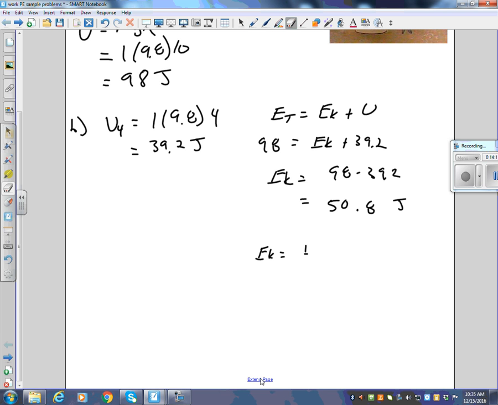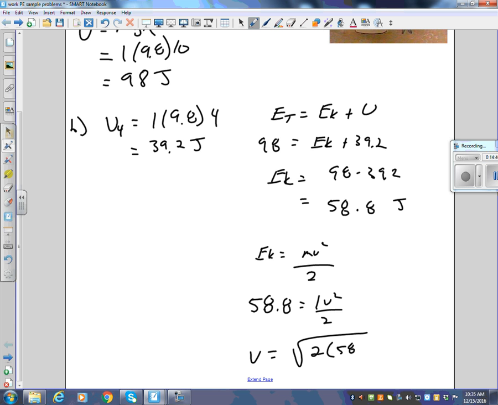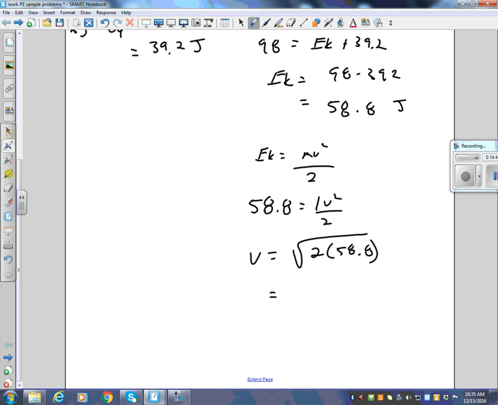Oh yeah, you divide by 2, right? Ek is 1 V squared over 2. So V is going to be the square root of 2 times... That's probably a little longer, right? But I just want you to see the energy conservation method. 10.8.